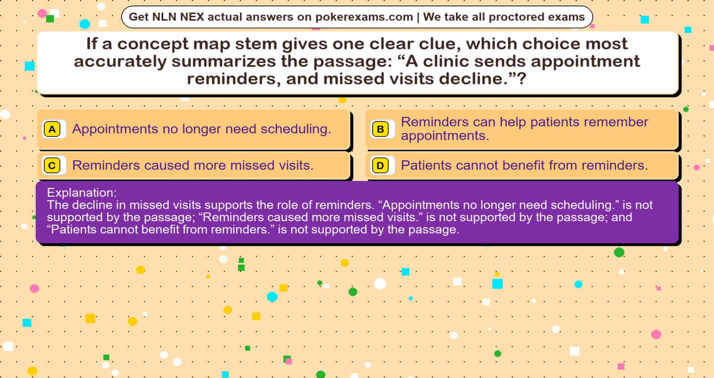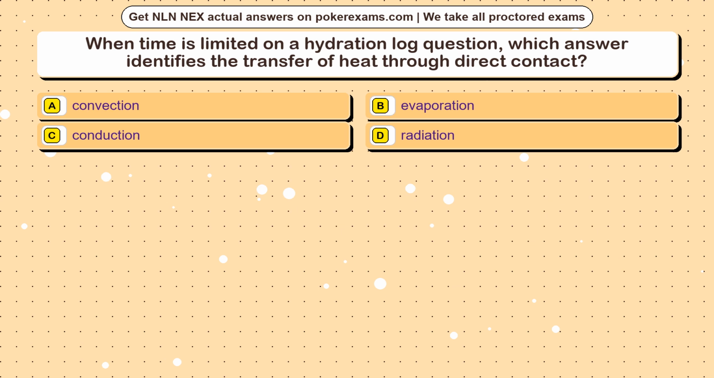The decline in missed visits supports the role of reminders. Appointments no longer need scheduling is not supported by the passage. Reminders caused more missed visits is not supported by the passage, and patients cannot benefit from reminders is not supported by the passage.